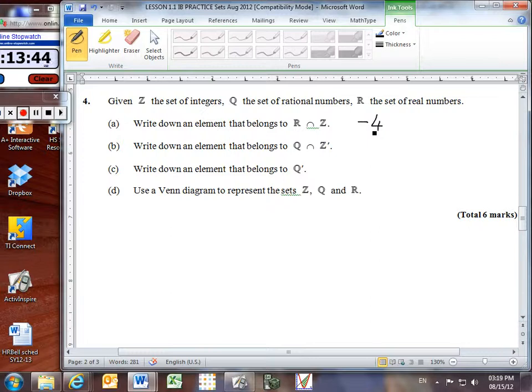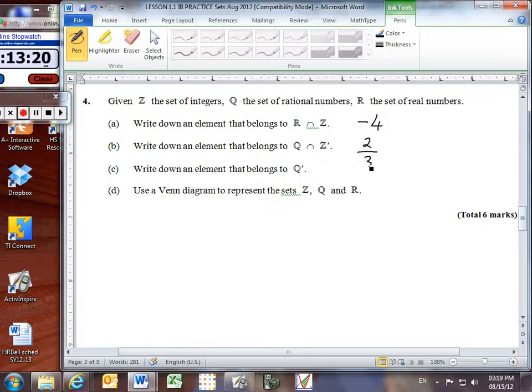Part B. Write down a number, an element, that belongs to our rational numbers, so something that can be expressed as a fraction, and at the same time it is not an integer. Can you think of a number that is a fraction but is not an integer? I can think of one.